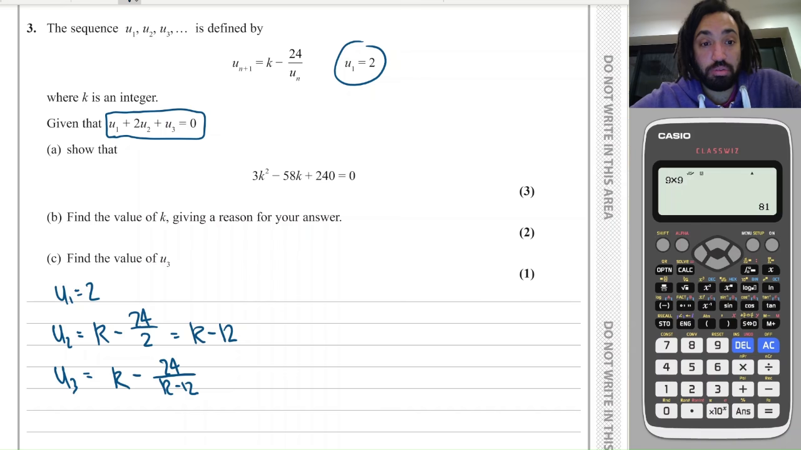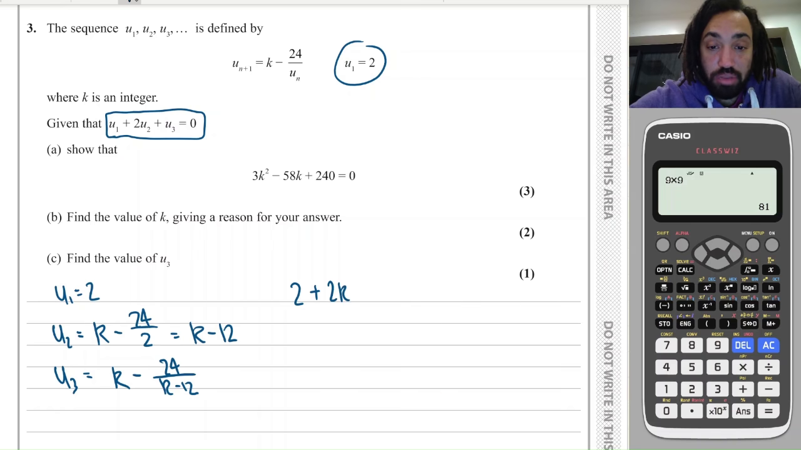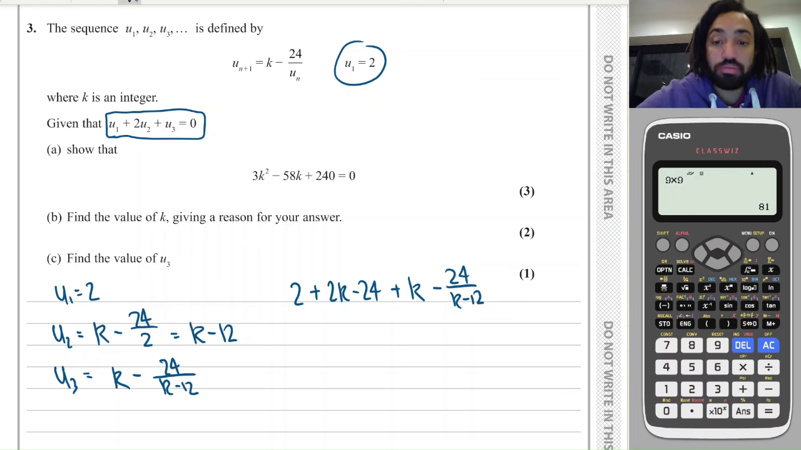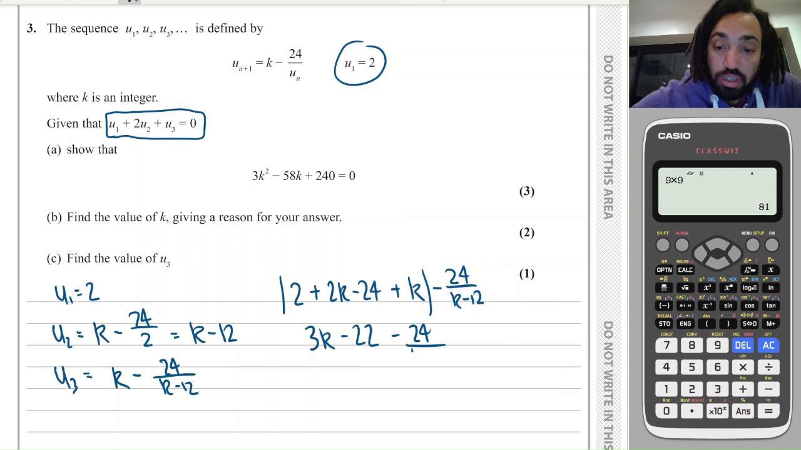Okay, now what do we need to do? We need to add these and set it equal to 0. So I'm going to have 2 plus 2 lots of u2 is going to be 2k minus 24, just timesing u2 by 2. And then I'm adding on k, and I'm also then taking away 24 over k minus 12, because that's u3. Right, so I'm going to get 3k minus 22 just by simplifying this part, and I've still got this minus 24 over k minus 12, and all of this equals 0, by the way.